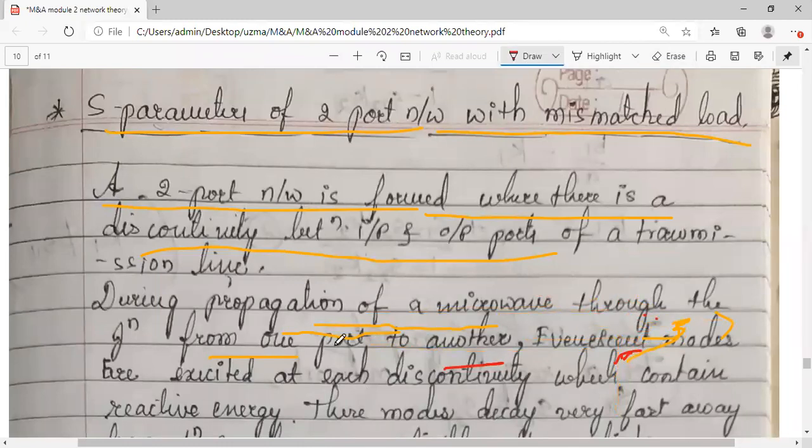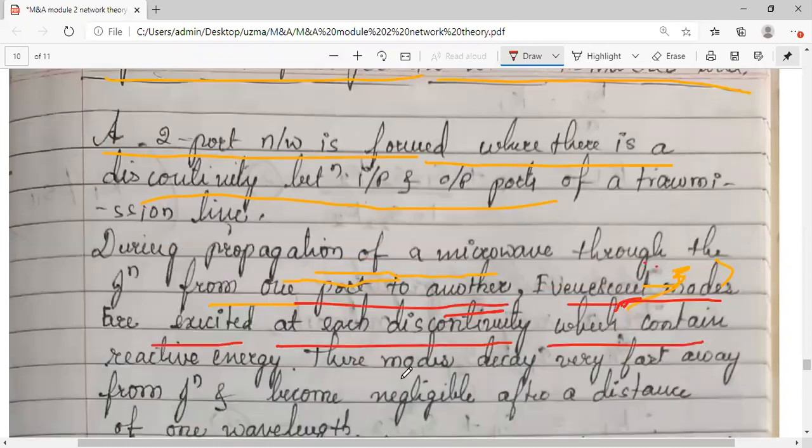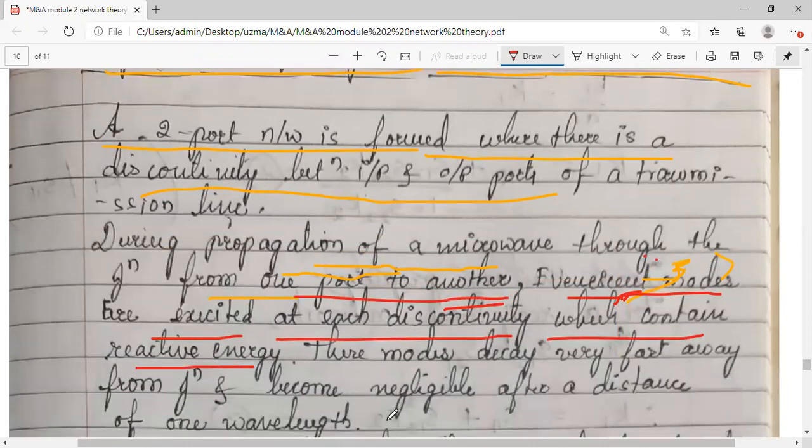Whenever a microwave travels, it propagates through a junction, or if you take a waveguide from one port to another port, evanescent modes are excited at each discontinuity, which contain reactive energy, even some energy, right? And these modes, as I told you, decay very fast away from the junction and they become negligible. They go on to become zero, something like this. Okay, Gaussian distribution you can see.